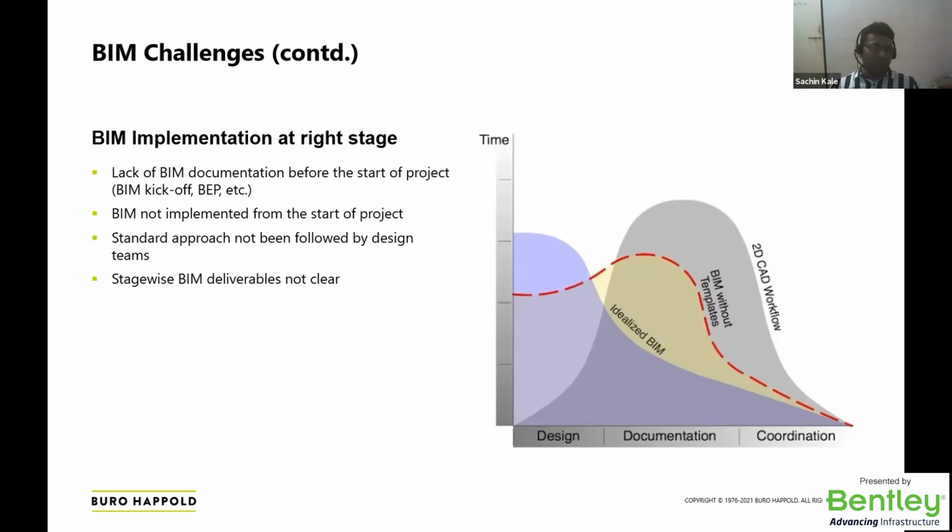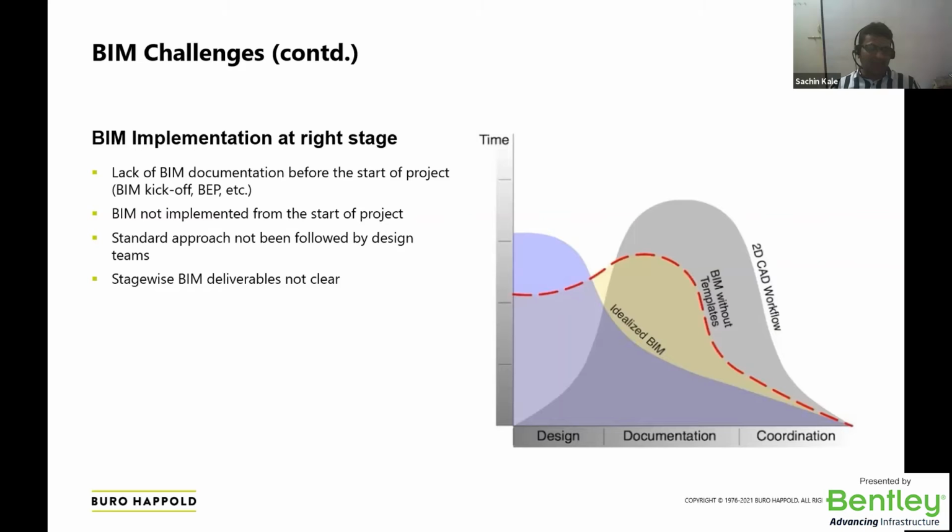Then the BIM execution plan is not in place, which highlights what the aspirations are, or what is needed by the client to complete the project. So lack of that documentation is also a major challenge in implementation, because then companies start working on their own standards, and they deliver a product which may or may not be in line with what was expected.